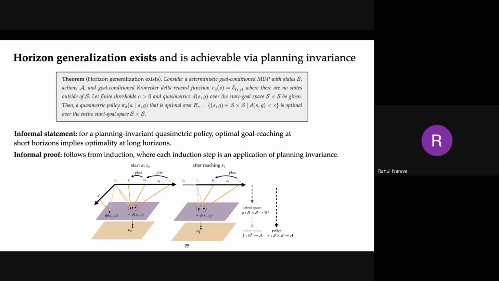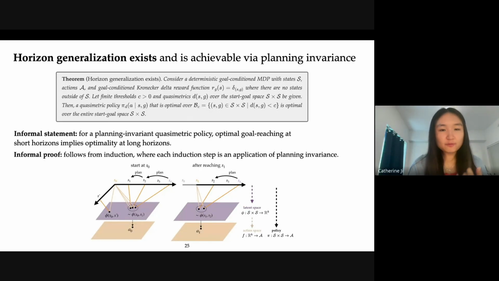Okay. So our informal statement is that for a planning invariant quasi-metric policy, optimal goal reaching at short horizons implies optimality at long horizons. And the informal proof of this can just be shown from this figure. We use induction, and planning invariance is just one induction step. It is saying that if I'm able to navigate between states that are, say, one step apart, so from S0 to S1, S1 to S2, S2 to S3, this implies the ability to navigate between states 2 steps apart, S0 to S2. And we can continue this induction argument to get longer and longer horizons.